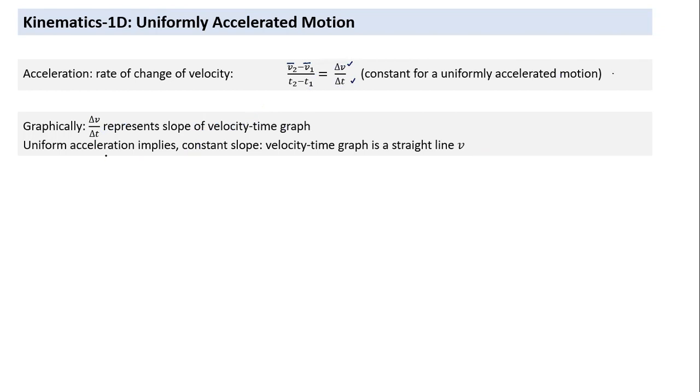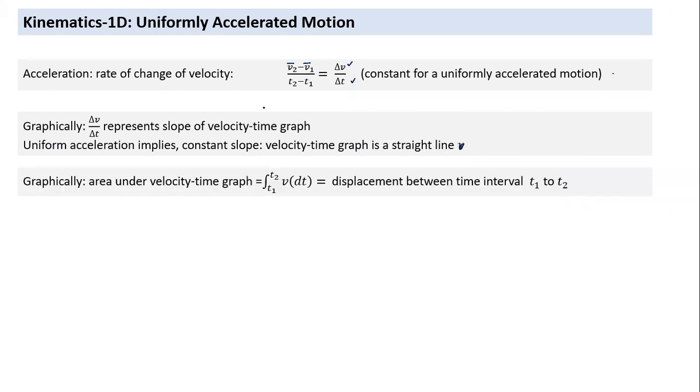Delta y by delta x kind of thing. And uniform acceleration implies that if this quantity is constant, it means the slope is constant. What kind of graph do we get if the slope is constant? If the slope is constant, we get a straight line. So in uniformly accelerated motion, acceleration is constant, hence the slope of the velocity time graph is constant, and it will be a straight line. That's the condition for uniformly accelerated motion.